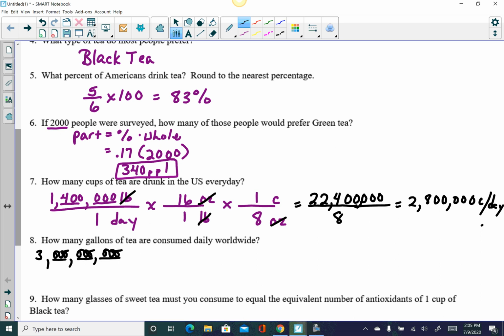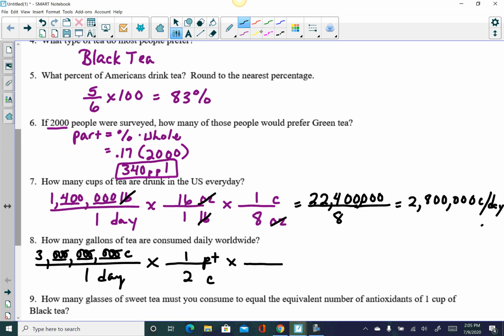That is cups for every 1 day. And I want to convert from these cups to gallons. So we can do that in a couple of steps. We can go from cups to pints. And we know that there are 2 cups in 1 pint.